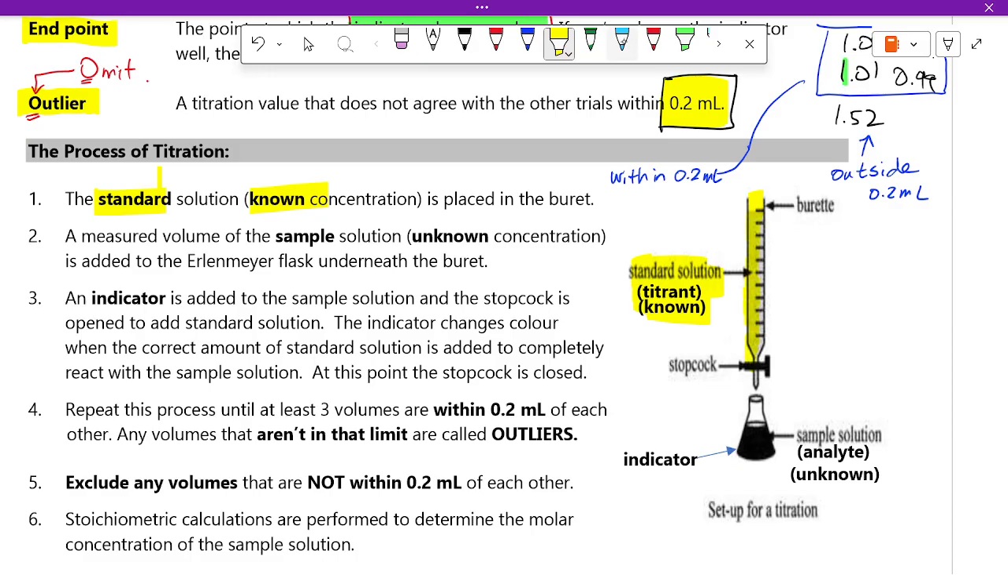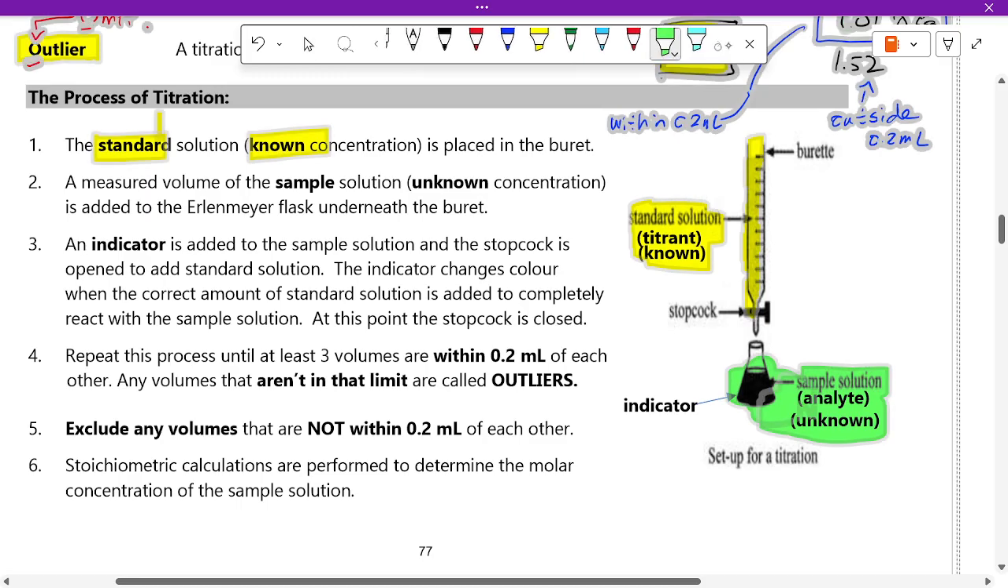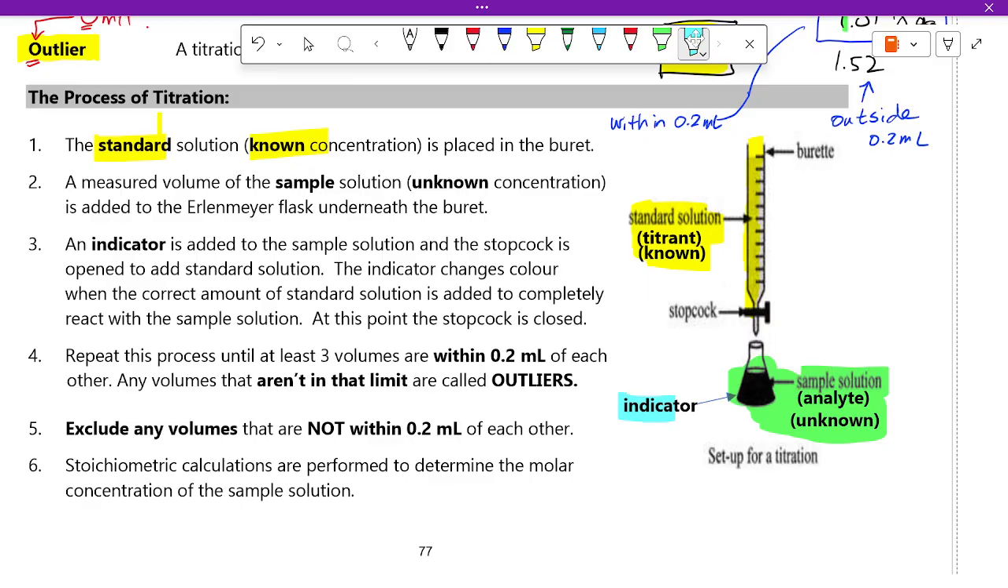Down here we have our sample solution, the analyte, the unknown. And this little doodad here that lets you drip is the stopcock. And we also add an indicator into the flask. Okay, so the indicator is also in the flask.